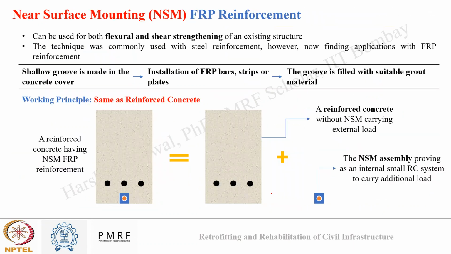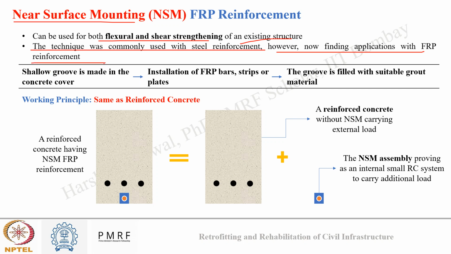Now let's see another way in which FRP can be used in strengthening of existing infrastructure, that is near surface mounting. Near surface mounting can be used for both flexural and shear strengthening of an existing structure. The technique was commonly used with steel reinforcement that we saw in previous lectures. However, it is now finding application with FRP reinforcement also.